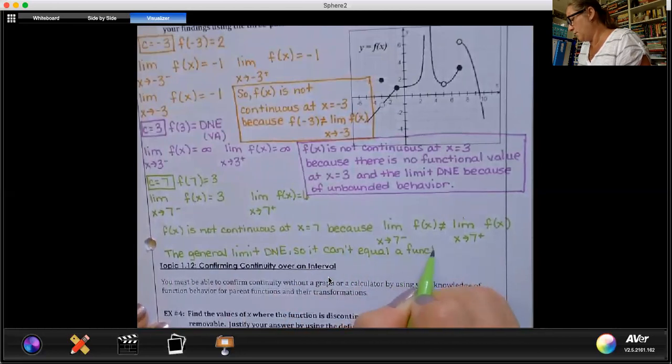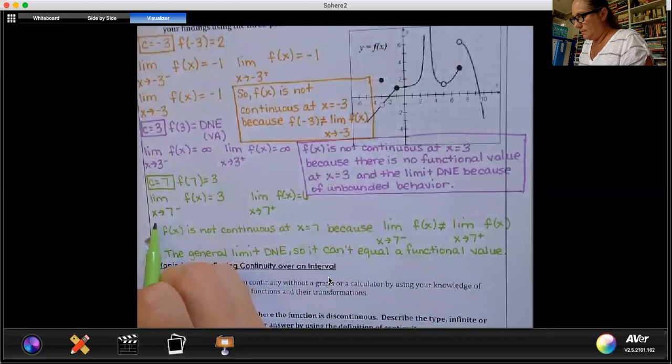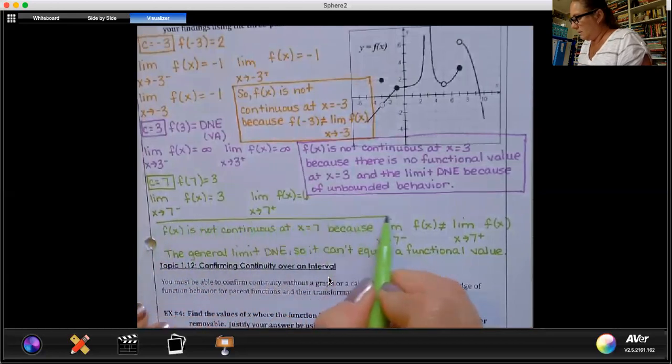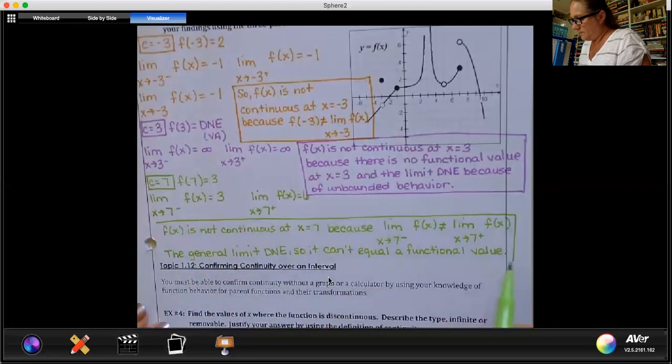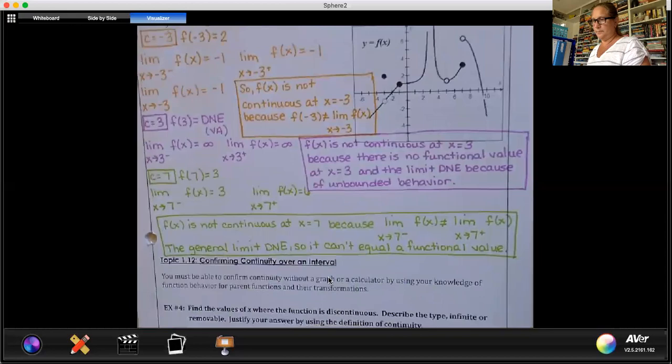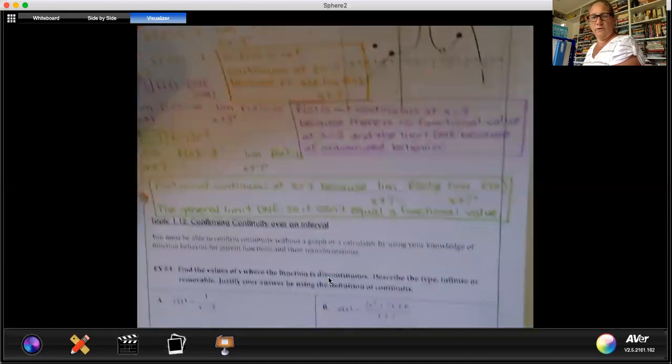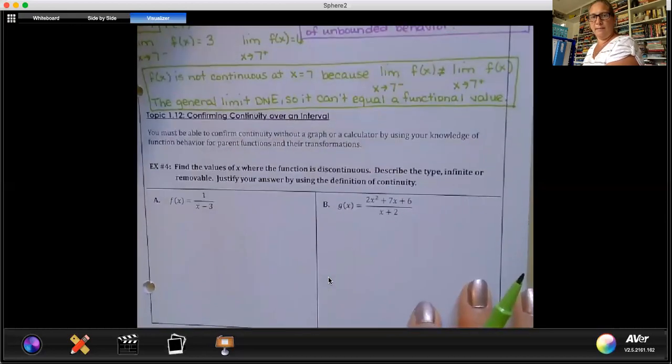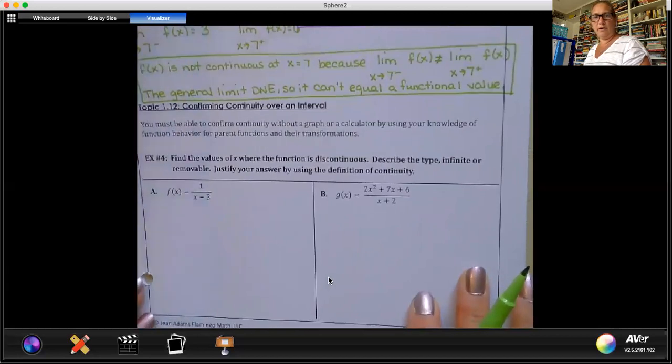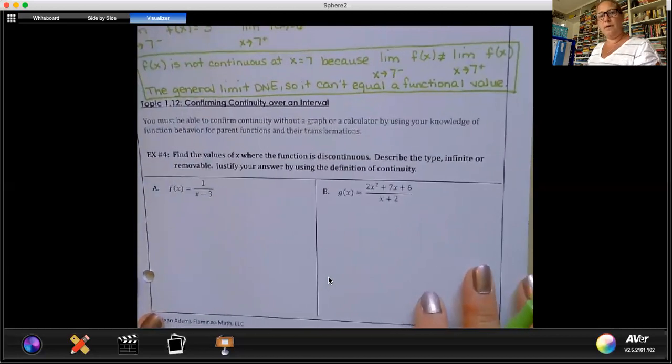Notice how all three parts of the definition of continuity come into play in your answer. Confirming continuity over an interval: you must be able to confirm continuity without a graph or a calculator by using your knowledge of function behavior for parent functions and their transformations.